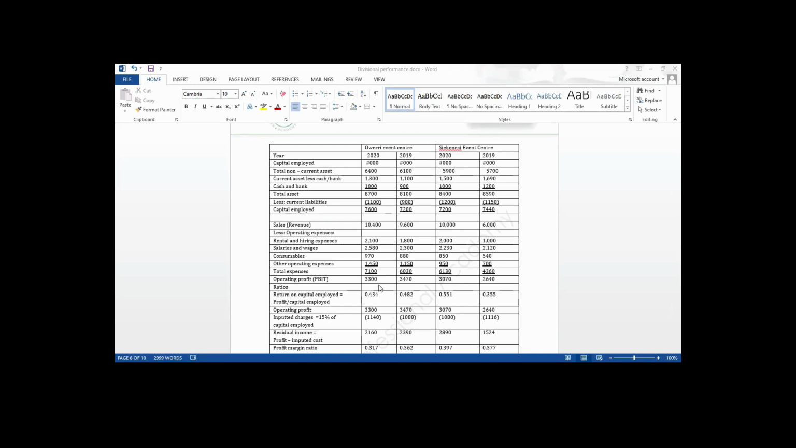2019, 3,470. Get the operating profits. That should give you 3,070 in 2020, and 2019, 2,640.